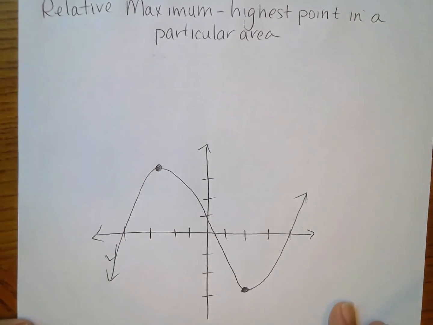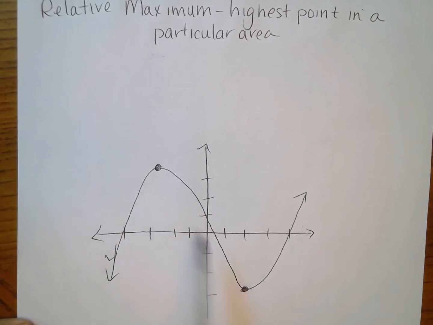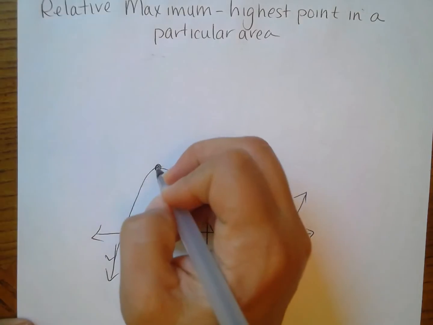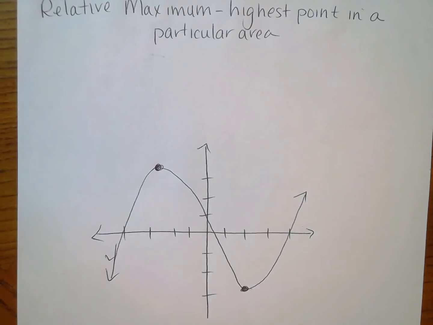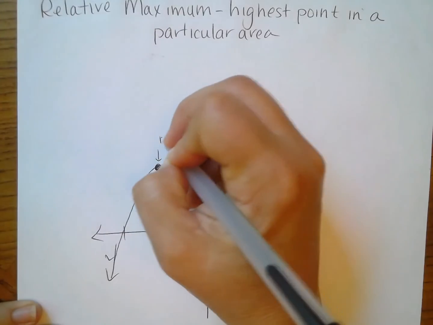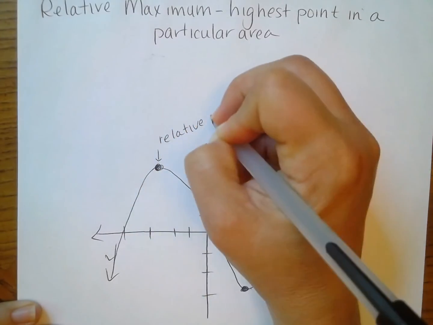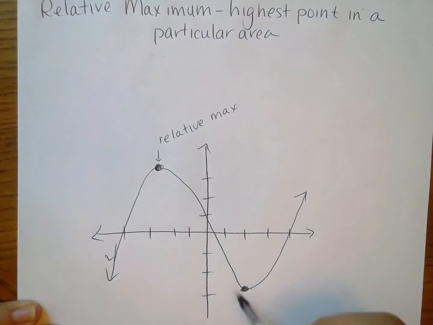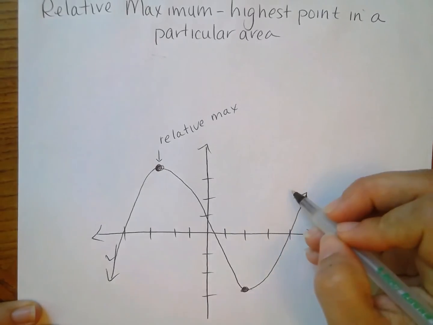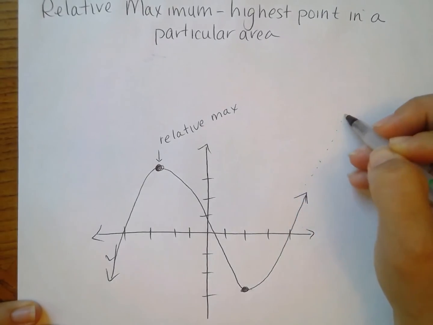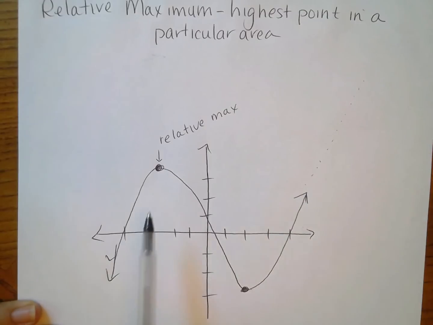So just looking at this graph, these 2 points that I have highlighted here would be considered relative. This one would be the relative max because it's at the top of a slope. It's kind of at the top of a hill here. This is the relative max. And it is just relative because if you look over here, my graph has pointed upward. So that means that this graph will continue on and on upward. And so it's not the highest point on the graph, it's just the highest point in this area. So this is what we call a relative max.